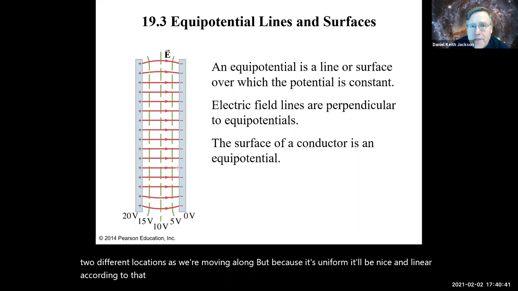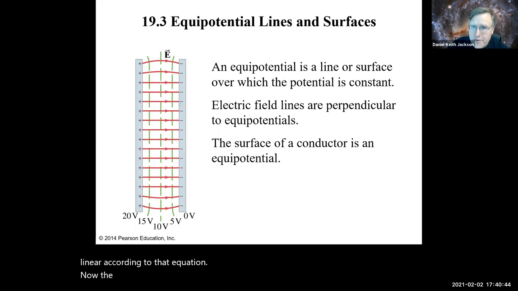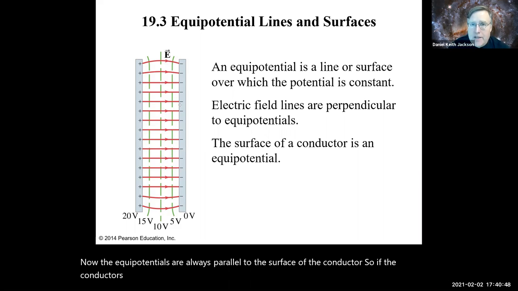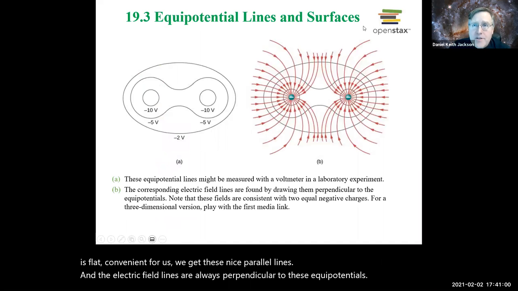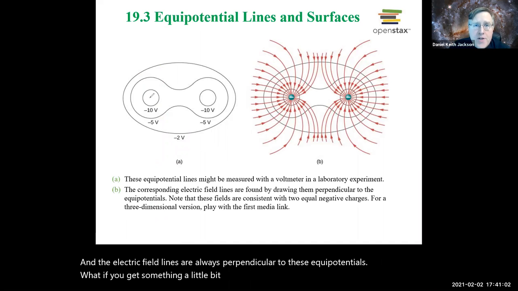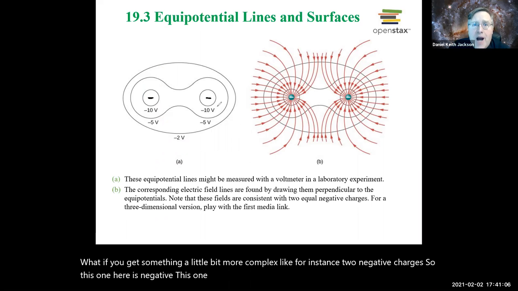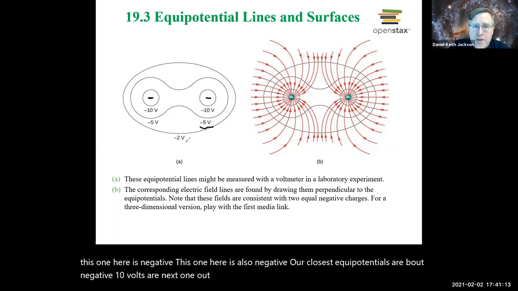Now, the equipotentials are always parallel to the surface of a conductor. So if the conductor is flat, convenient for us, we get these nice parallel lines, and the electric field lines are always perpendicular to these equipotentials. But if you get something a little more complex, like for instance two negative charges, this one here is negative, and this one here is also negative. Our closest equipotentials are about negative 10 volts, our next one out is about minus 5 volts, and the furthest one is negative 2 volts.